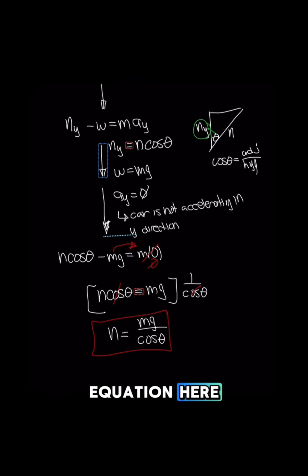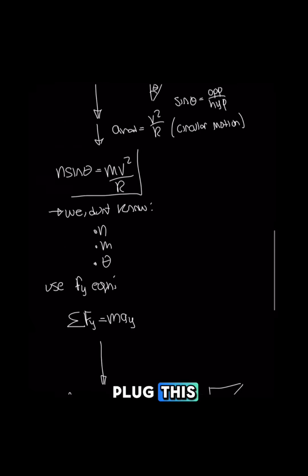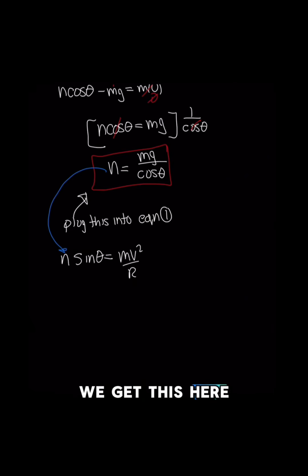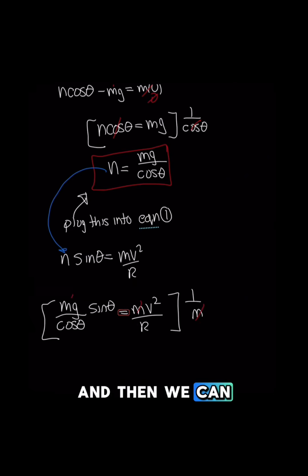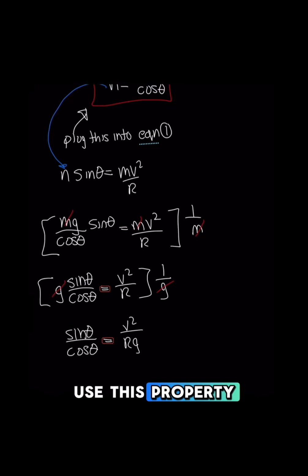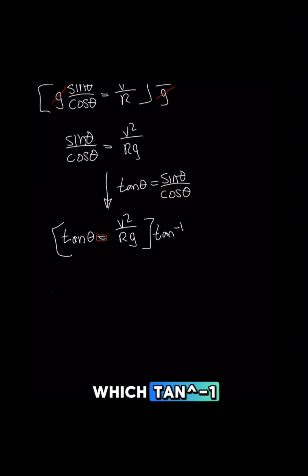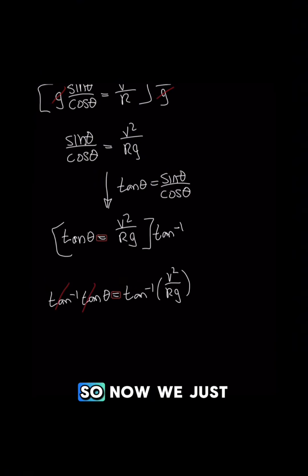We get this equation here for the normal force, so we can plug this into equation 1, which we have up here. Plug this expression in for the normal, and we get this here. Multiply both sides by 1 over m, and then we can multiply both sides by 1 over g, noting that we're trying to isolate for theta here. Use this property, tan theta is equal to sine theta over cos theta. Take the inverse, which tan inverse times tan, that's going to cancel out, so now we just have theta.